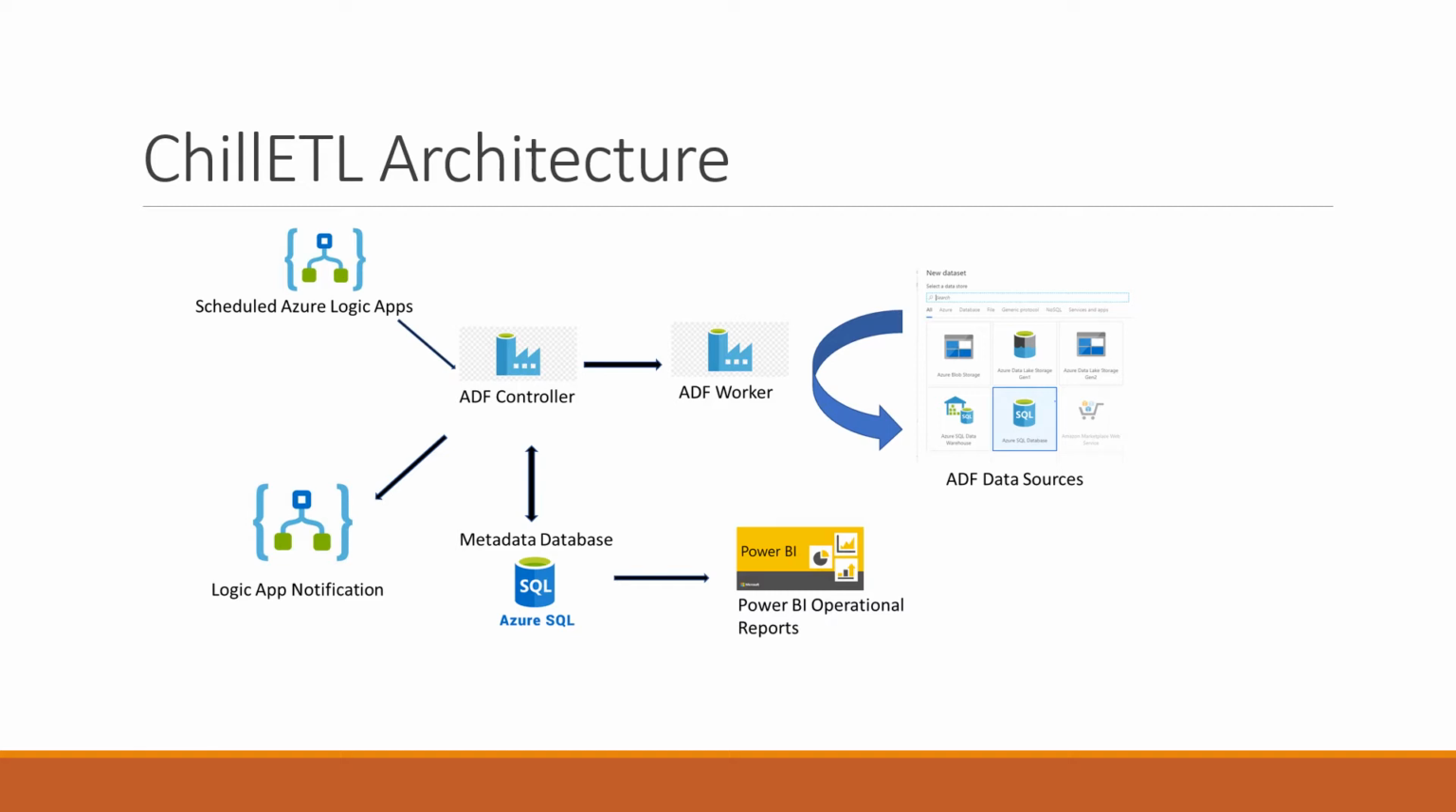Also in this architecture are Azure Logic Apps. We use Azure Logic Apps to schedule different jobs. So a Logic app, let's say your daily schedule, would be an Azure Logic app that calls the controller and tells it to kick off the daily job. So you would go into that Logic app and just pick when you want that Logic app to run. We also use Logic apps for notifications. So if there's a failure, the controller will call a Logic app that sends out email notifications.